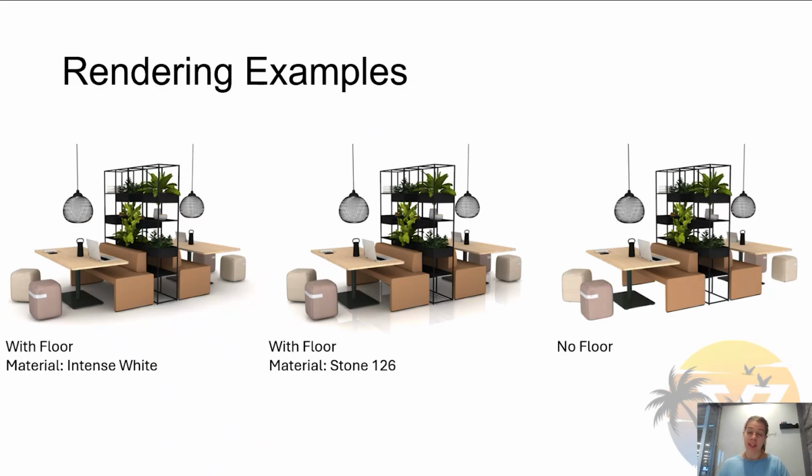The second option there is with the material Stone 126. It's a little shinier and reflects the furniture a little more. And then that third option is without a floor. So no shadows, a little more floating in space.